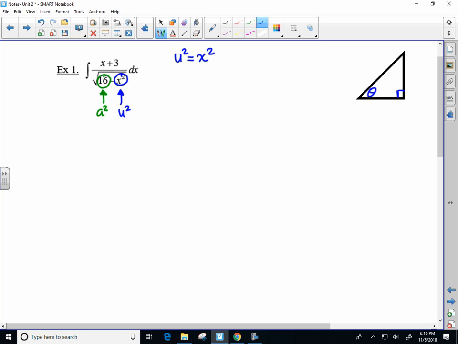And a squared equals 16. I'm going to show way more detail here than you probably would show yourself when you were doing this on a test or quiz or anything, but it's for a reason. So I need to know the a and the u, so let me make a note of that. U would be equal to x, a squared would be equal to 16. A would be equal to 4, because that's how math works.